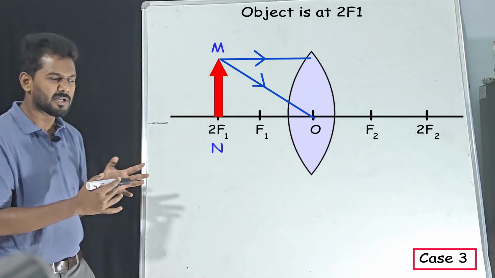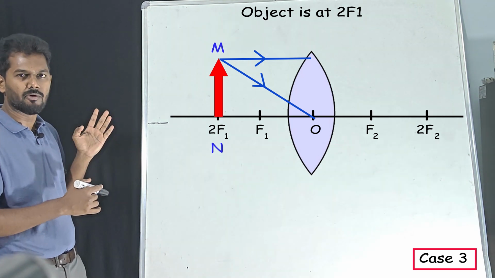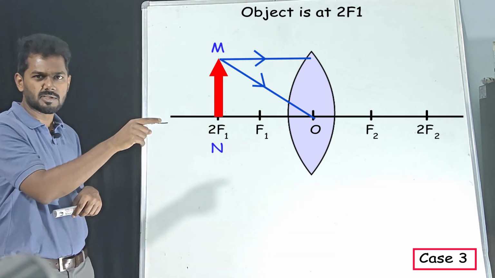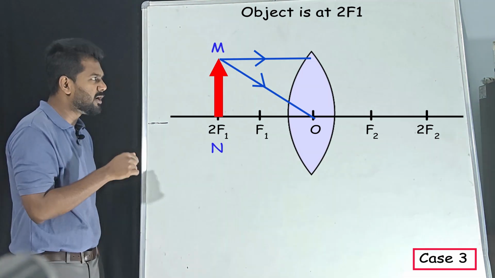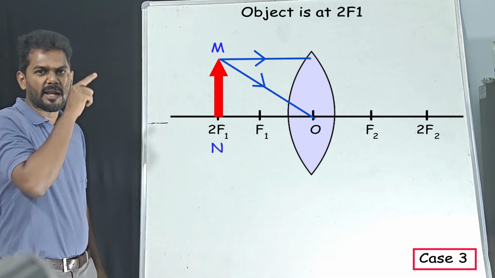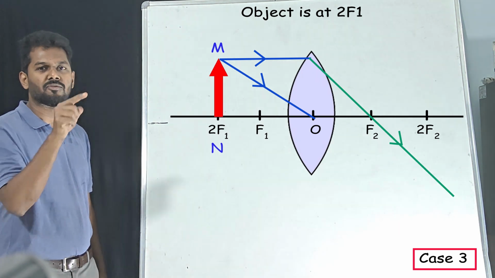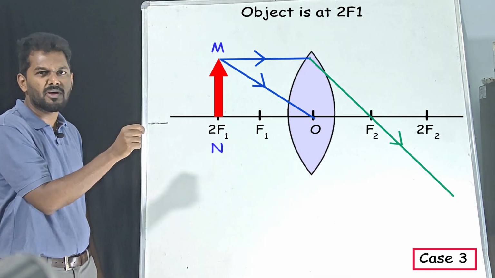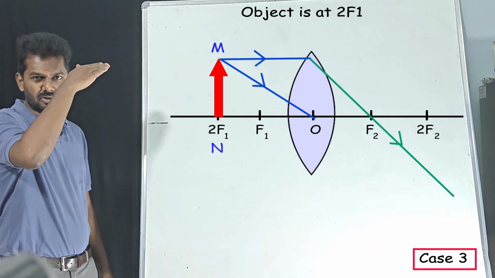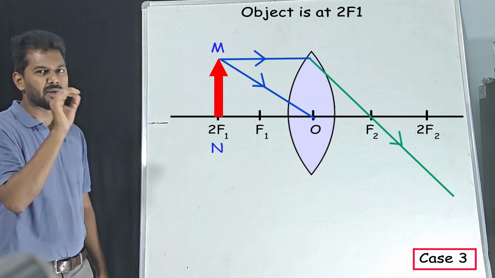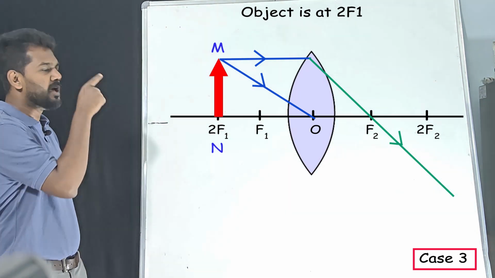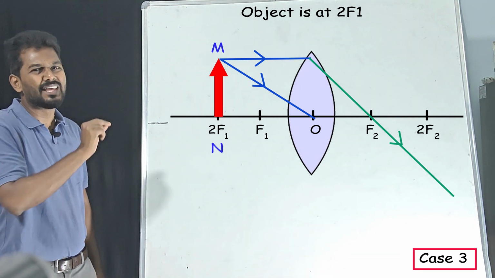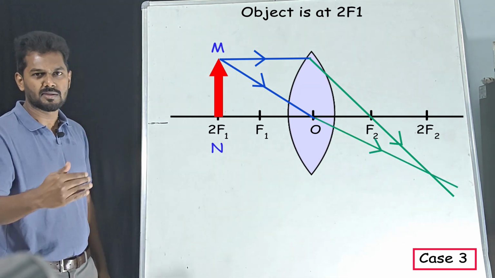Now for this object, when the object is placed at 2f1, what are the two possibilities? One ray is parallel to principal axis, one is passing through optic center. If it is parallel to principal axis, what happens? It will converge at f2. Whenever it is parallel to principal axis, it is always going to pass through f2. Keep this in mind. Next, if it is passing through optic center, what happens? It passes without deviation.